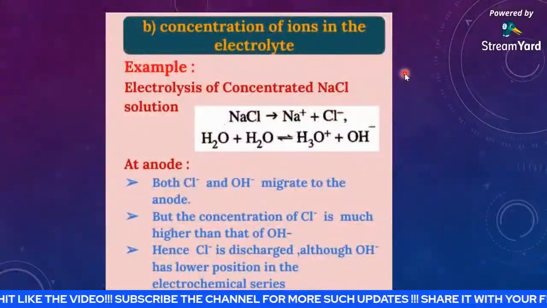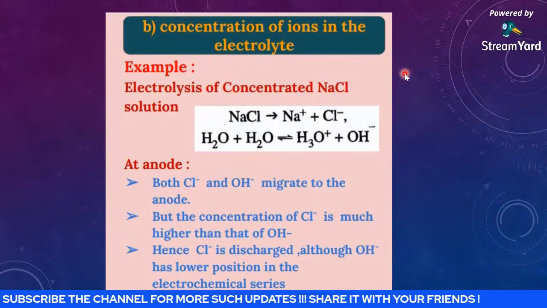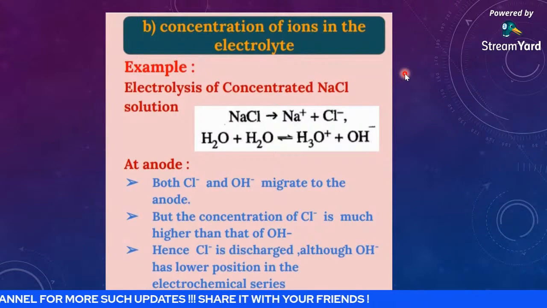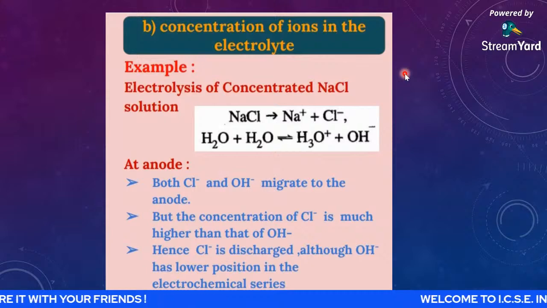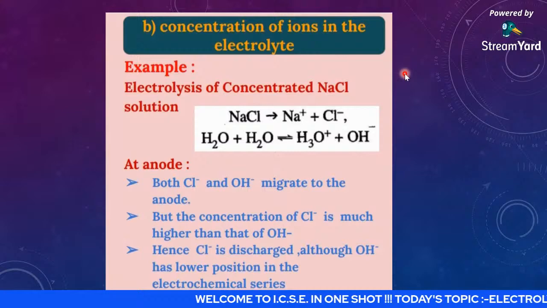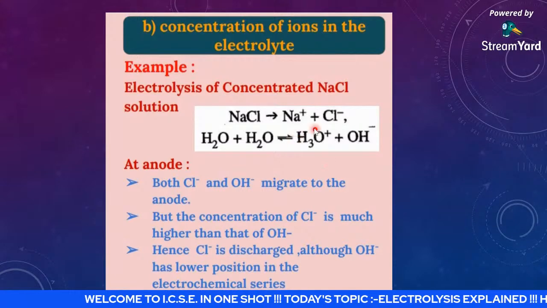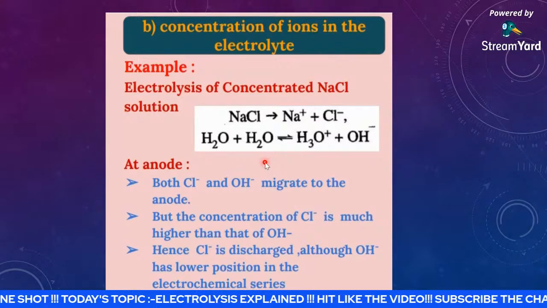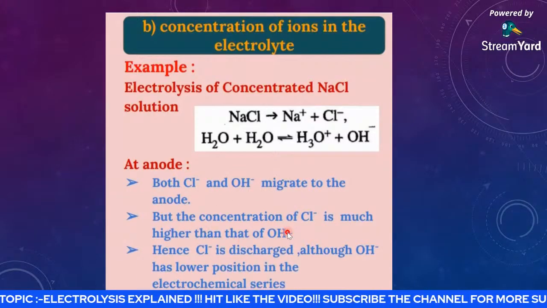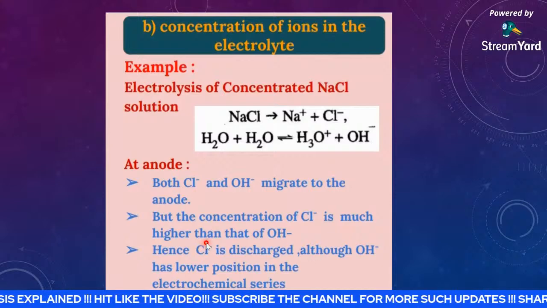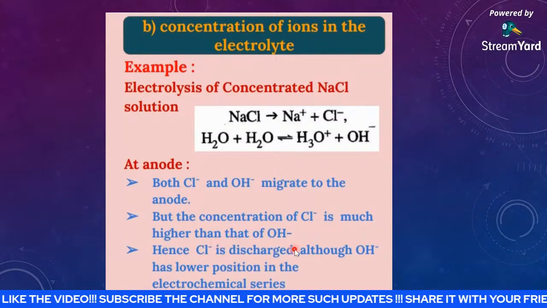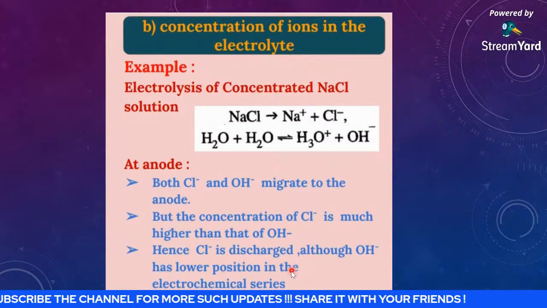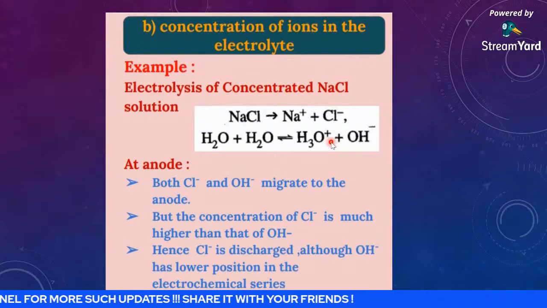Now, concentration of ions in the electrolyte. In the electrolysis of concentrated NaCl solution, the NaCl is broken down into Na+ and Cl- ions. Similarly, water gets divided into hydronium and hydroxyl ions respectively. At the anode, chloride and hydroxide ions both migrate to the anode, but the concentration of Cl- is much higher than that of OH-. So Cl- gets discharged.